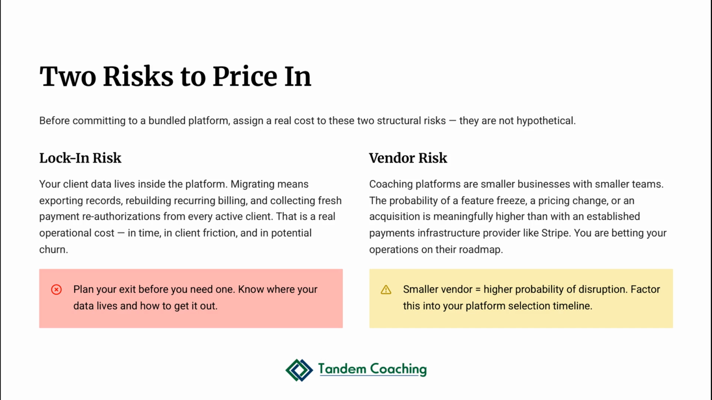Two risks beyond the break-even math get priced into the same decision. Lock-in is the first risk. Client contacts, payment history, contract records, and session notes all live inside the platform. Migrating means data export to CSV, recurring billing resetup in the new system, and a wave of client reauthorizations for cards on file. Not catastrophic, not free either. Vendor risk is the second. Coaching-specific platforms are smaller businesses with smaller engineering teams than Stripe, and the probability of a feature freeze, a pricing hike, or an acquisition that changes the product is meaningfully higher. Both risks are manageable when you pick platforms that export client data in standard formats from day one.